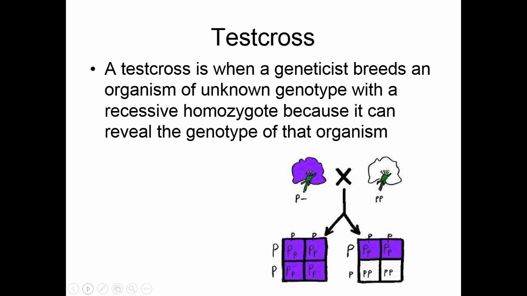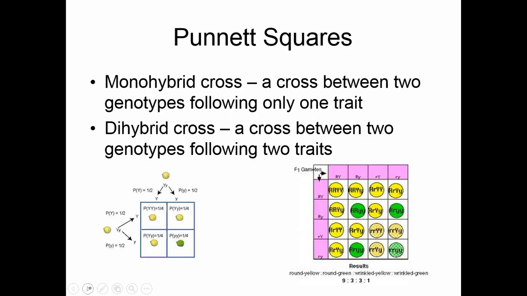A test cross is when a geneticist breeds an organism of unknown genotype with a recessive homozygote because it can reveal the genotype of that organism. That's what I just walked you through. There are 2 types of crosses we're going to deal with in here. Primarily, we will get into some trihybrids too, but a monohybrid cross is a cross between 2 genotypes following only 1 trait, and a dihybrid crosses 2 genotypes following 2 traits.